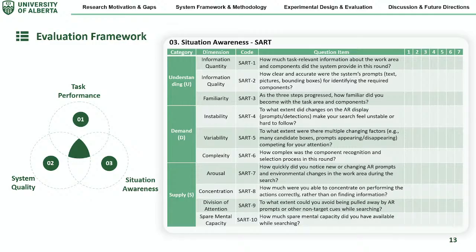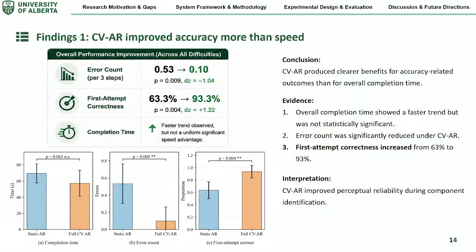It has 3 different aspects: understanding, demand, and supply. Basically, these are 3 different aspects of situation awareness, where understanding is how you perceive the information, and demand is what kind of mental demand you may have while performing this task. And supply is how the system can support you while you perform this task. And we have 3 different findings.